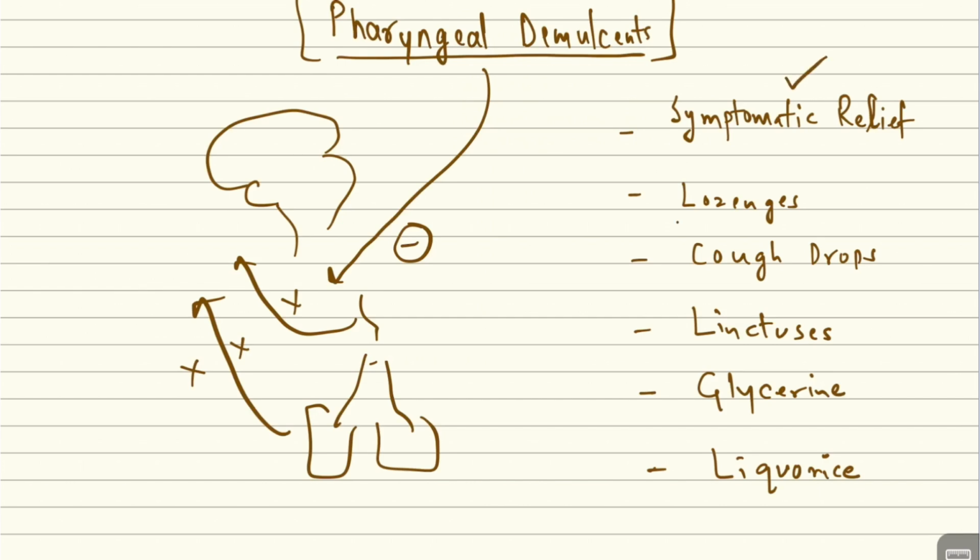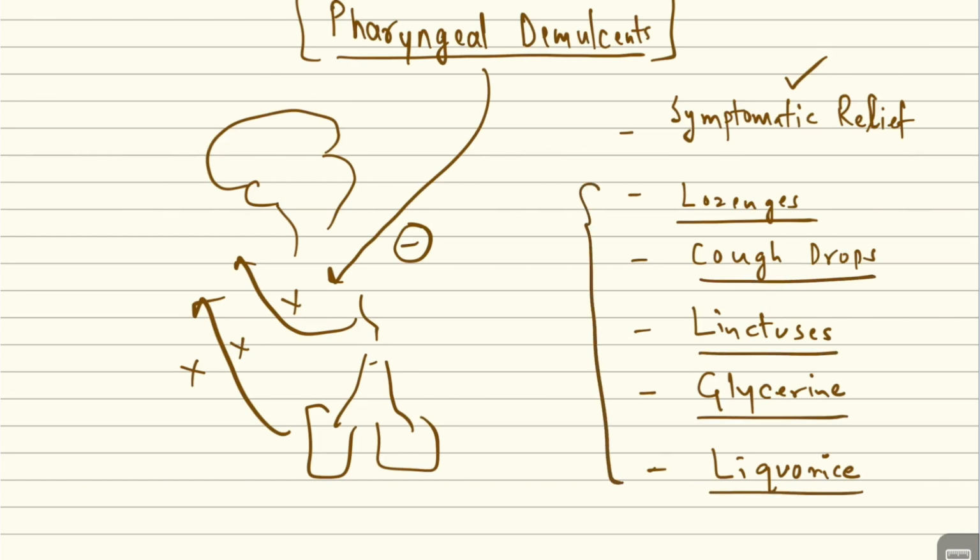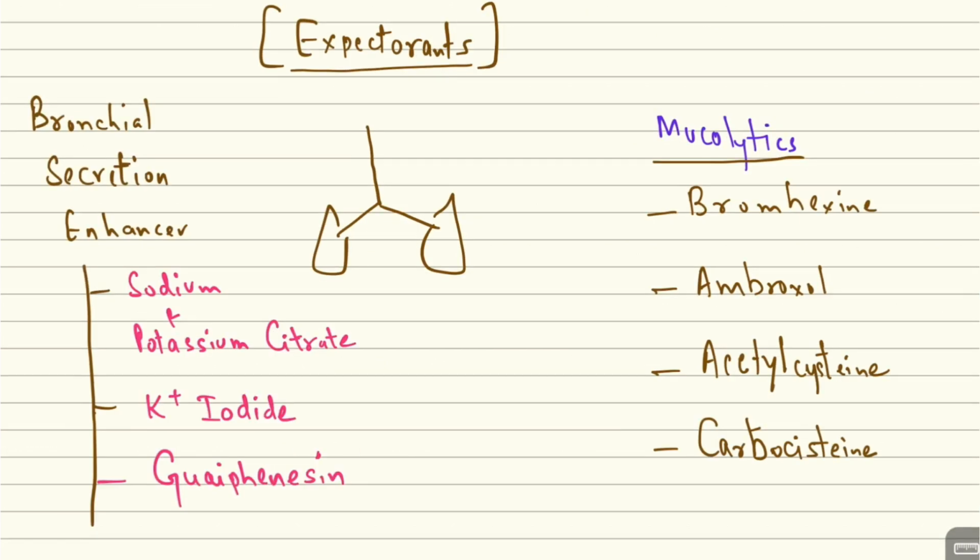The drugs in this group are the lozenges, cough drops, linctuses, glycerin, and licorice. These are the drugs called pharyngeal demulcents, and they provide symptomatic relief to the patient. Now let us talk about the expectorant group of drugs.